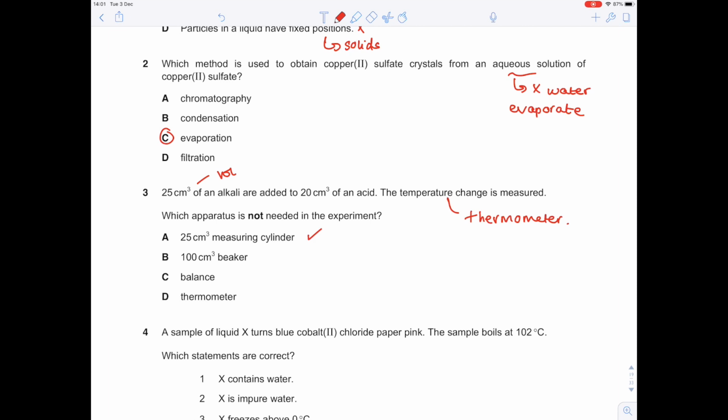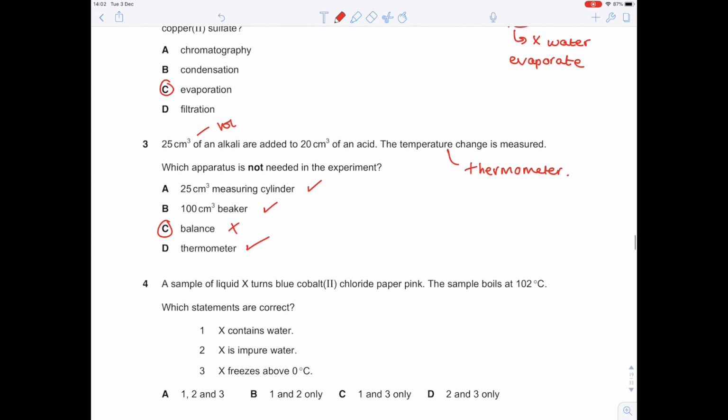We're adding the two volumes together, so we'll most likely need a beaker. A balance we won't need, because there's nothing about measuring a particular mass. And a thermometer, I've already mentioned that we need. So what don't we need? Well, we don't need the balance.